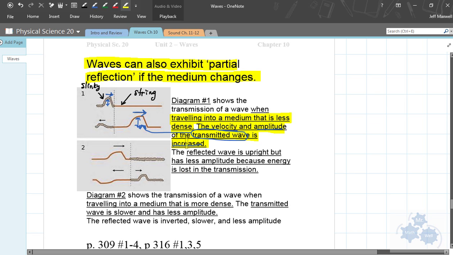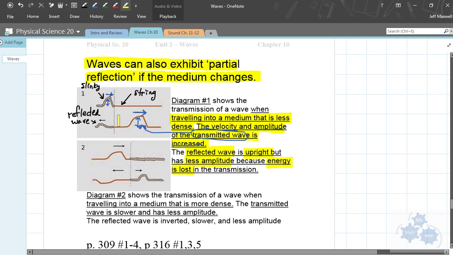Okay, so continuing on with number 1 here, the reflected wave, right? The reflected wave is over here. Transmitted is on this side, reflected is on this side. We'll write that down. The reflected wave here is upright, so it's the same orientation there. This is upright, but has less amplitude. So reflected wave: upright, less amplitude, because energy is lost in transmission.